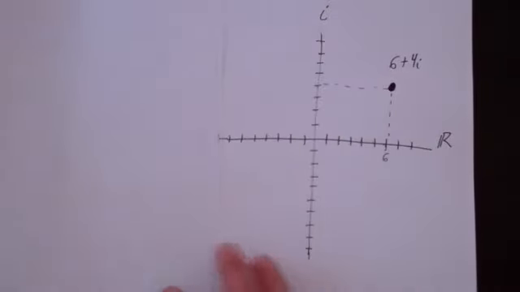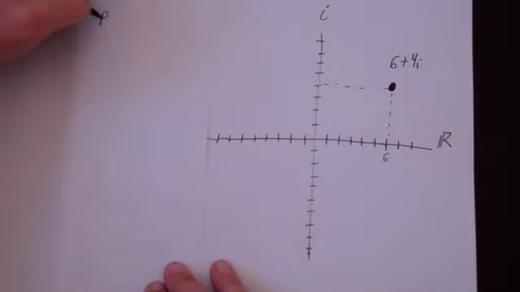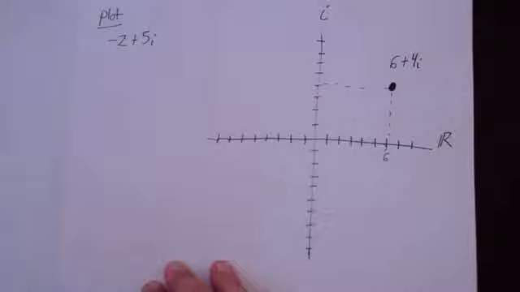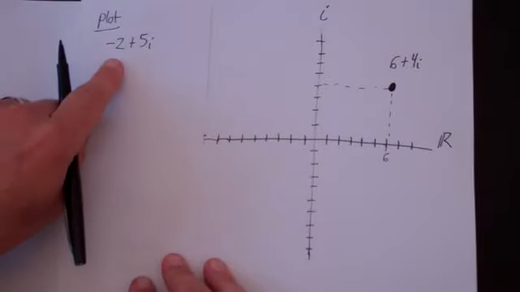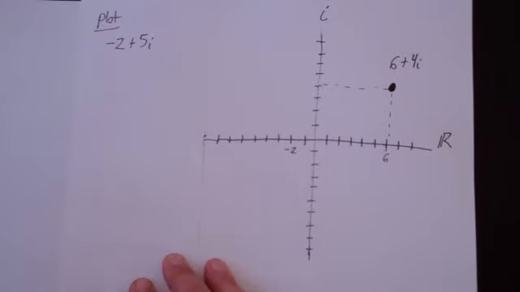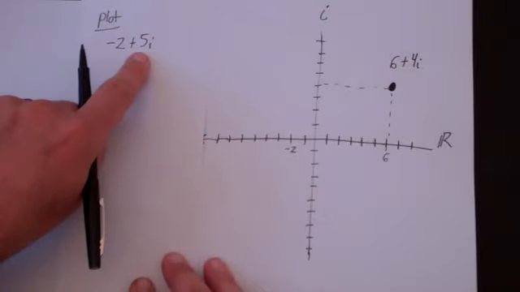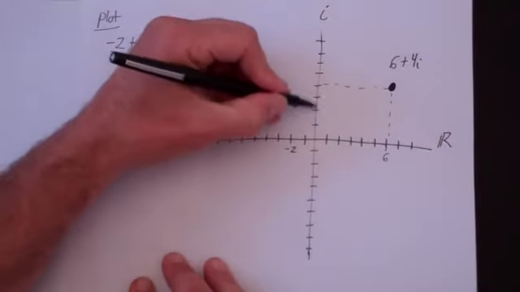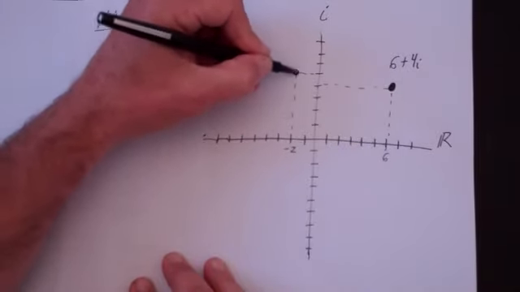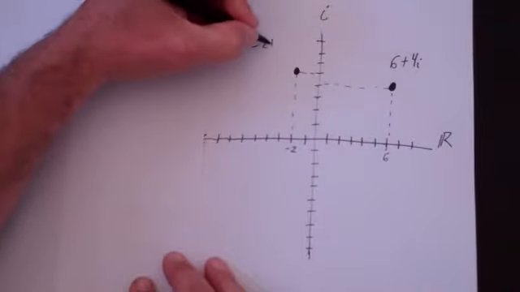Let's plot another one. Let's plot a couple. Let's plot minus 2 plus, let's do 5i. Well, what's the real part? The real part is the minus 2, so that's negative 2 real units, so that's right there. And the imaginary part is 5i, so that's 5 imaginary units. Are they positive or negative? There are 5 positive imaginary units, so that's 1, 2, 3, 4, 5, and you simply read across. So that point right there would be minus 2 plus 5i.